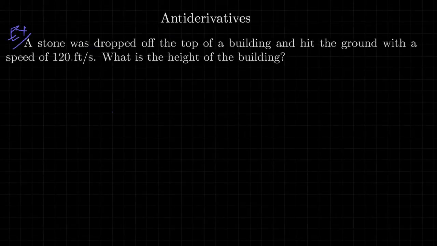Okay, so let's do an example of an application of this. We've done these problems before, but we used an equation that we didn't explain where it came from, and actually now we can explain with antiderivatives. So we've got a stone that's dropped off the top of a building and hits the ground with a speed of 120 feet per second.